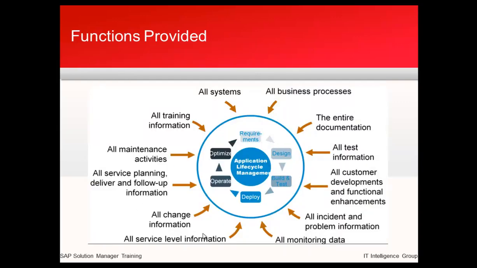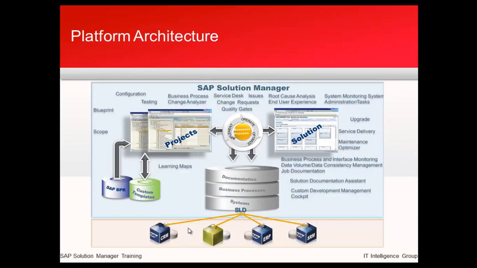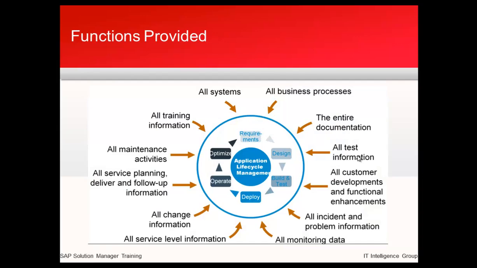Then service level information, change information. So for changes you have change control management and you have maintenance optimizer to roll out the changes. Then you have all service planning, delivery and follow-up information, maintenance activities, training related information. So you can see that this provides for application lifecycle management.